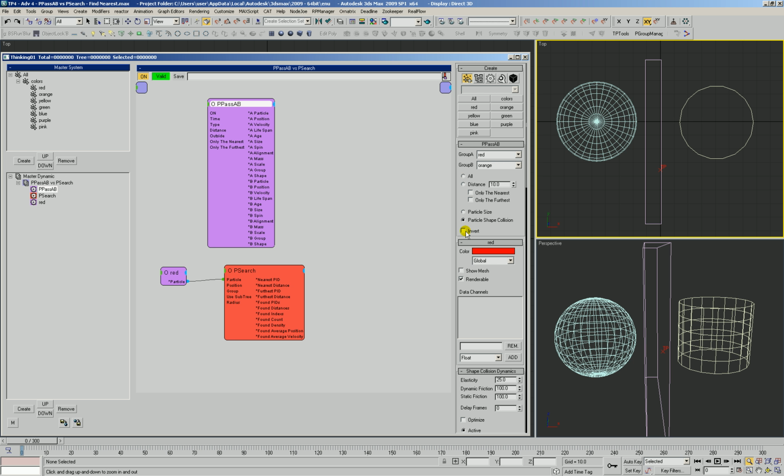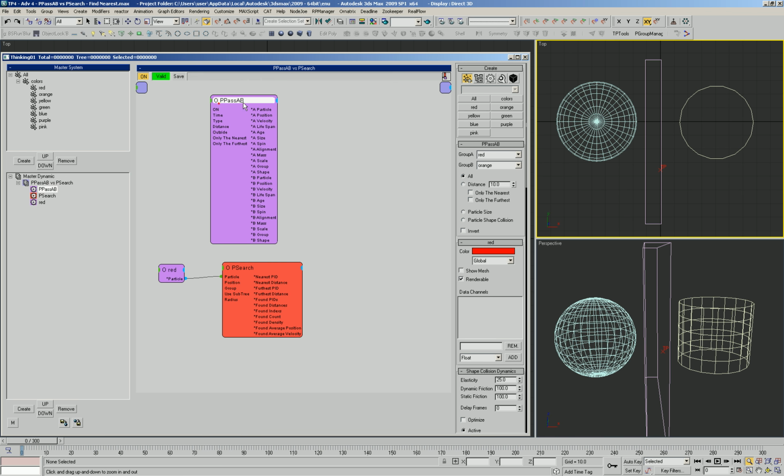Then of course it also has this invert option. So if the particle shapes are not colliding, then they fire out true. If their sizes do not overlap, then they fire true. And of course if the distance is not within 10, if it's greater than 10, because of that invert, then they fire true. Okay, so you get the picture.